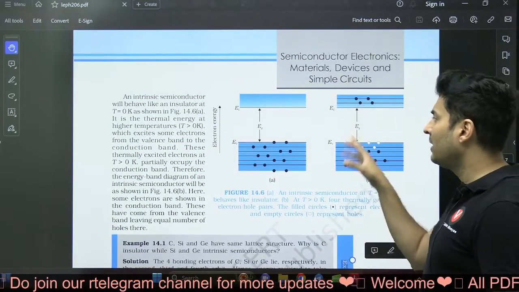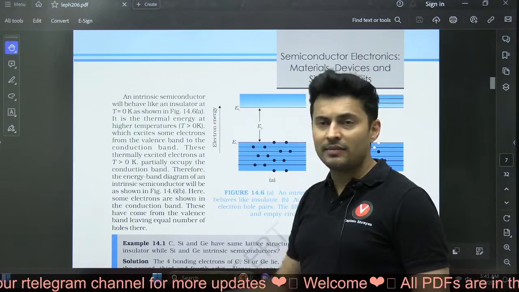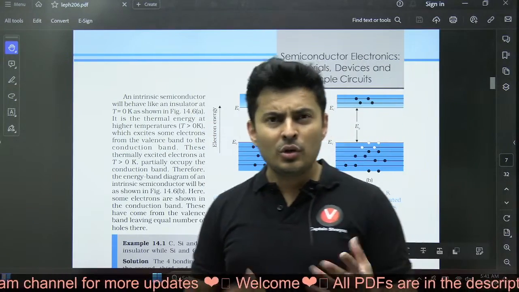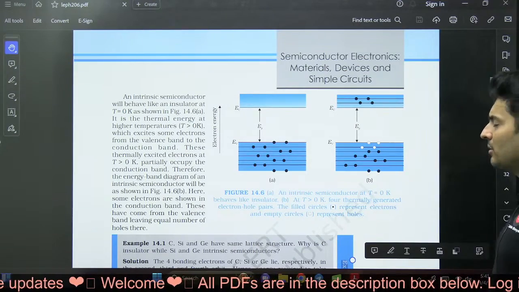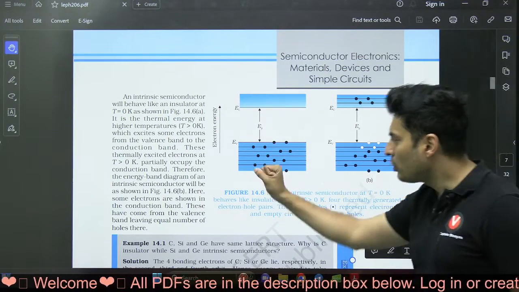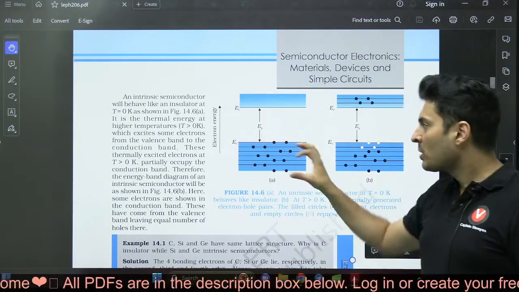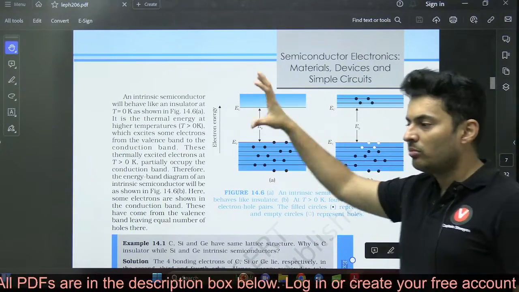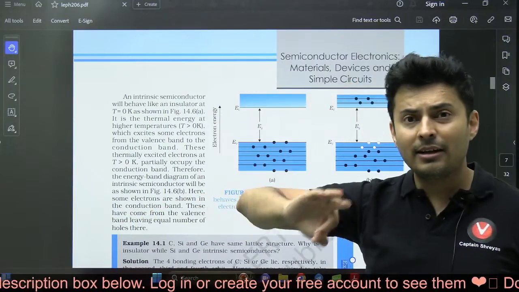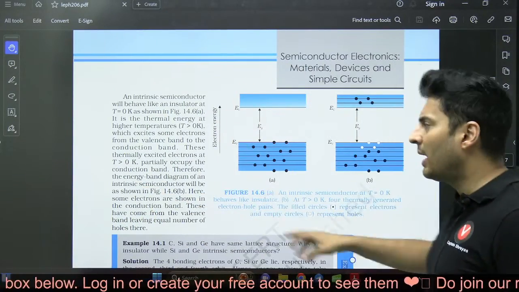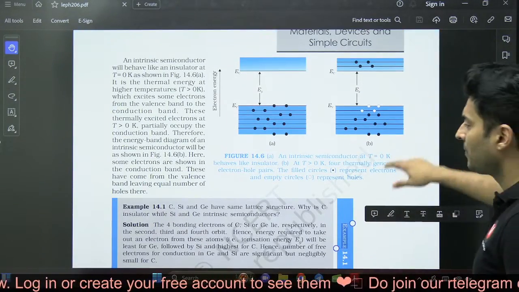Also remember, a semiconductor is an insulator at 0 Kelvin, because at 0 Kelvin, no thermal energy is there to excite those electrons from the valence to the conduction band. So all the electrons are in the valence band. So there is a gap. That gap can't be overcome because there is no thermal energy. So a semiconductor turns into an insulator at extremely low temperatures. Keep this in mind.